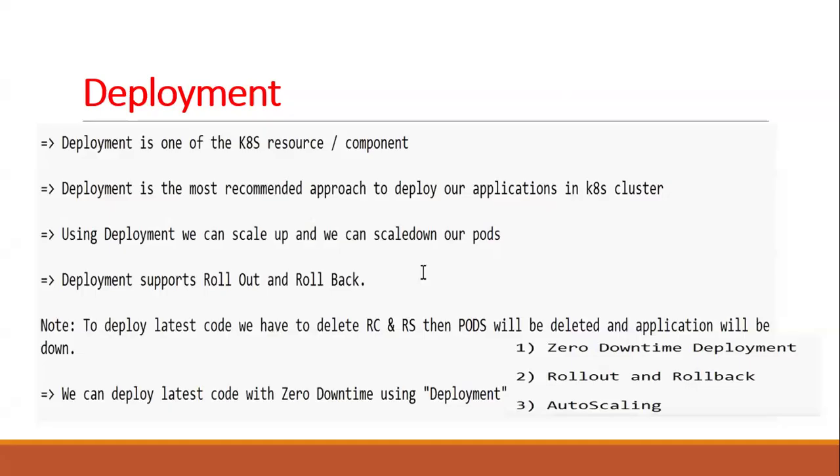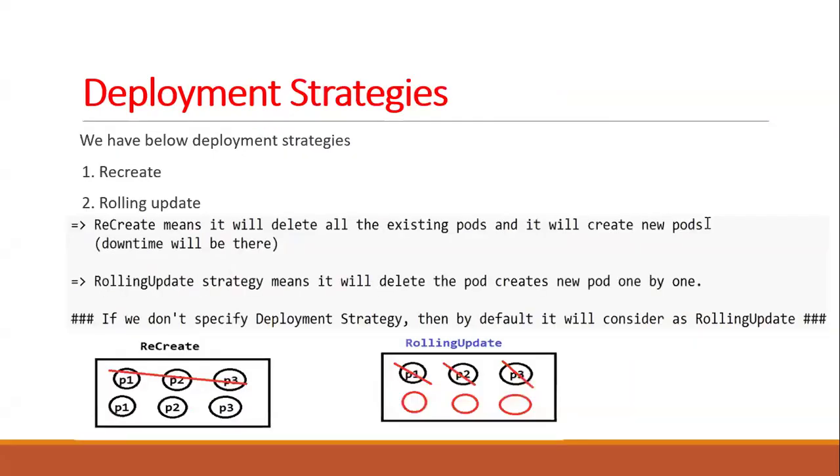With deployment we can deploy the latest code with zero downtime, with rollout and rollback and auto scaling. So what are the deployment strategies, guys? We have the following deployment strategies: recreate and rolling update.